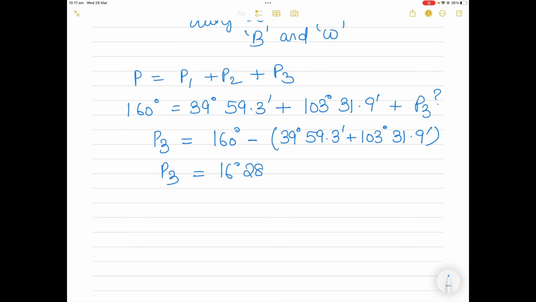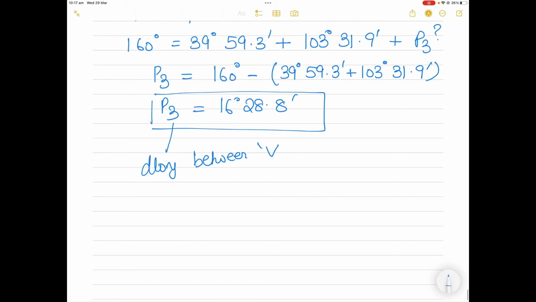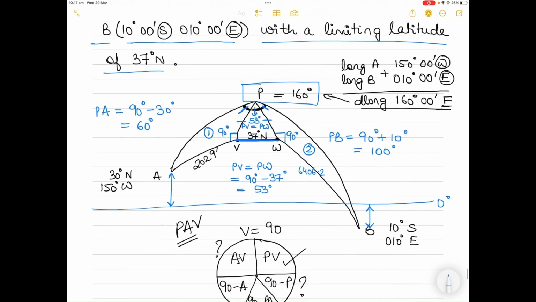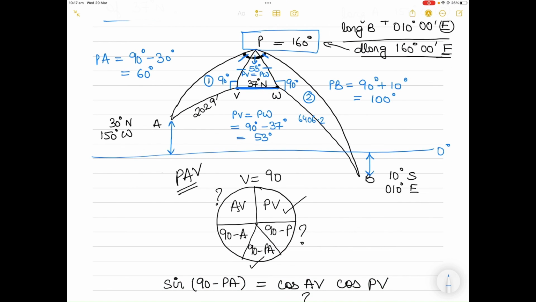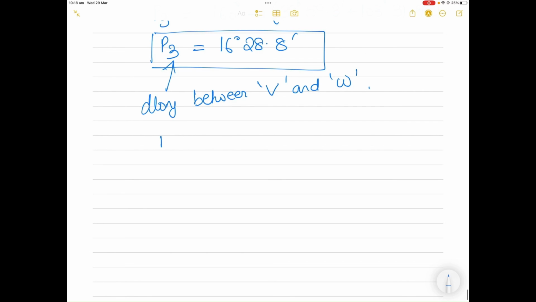Now this P3 is nothing but the D long between V and W. So if I go back to the diagram, if I have found out the D long using the principles of parallel sailing, I can find the east-west distance VW, because this becomes departure. Departure equals D long multiplied by cos of the latitude. D long I've just found out is P3. So D long between V and W is P3, but I need to use the formula here. Departure equals D long cos of latitude.